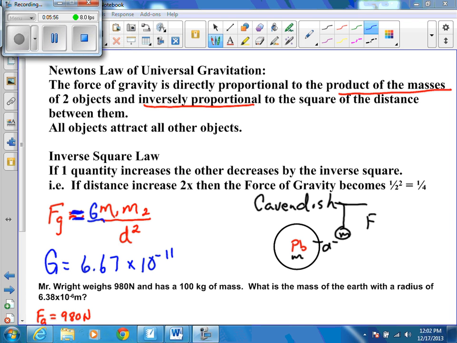Okay, 6.67 times 10 to the negative 11. So what we're going to do now, think about this. We can measure the weight of the Earth. If I know my weight, which would be my force, if I know my mass, and I know my distance from the center of the Earth, I can now weigh the Earth. So let me show you how they did that.